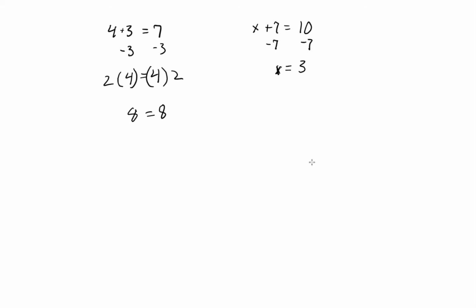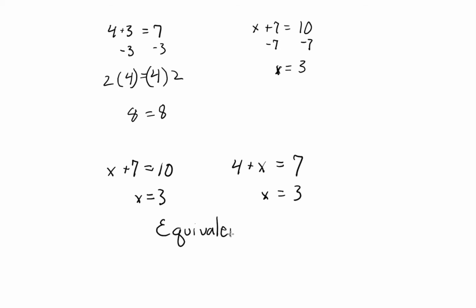All right? Now that leads us to what we call equivalent equations. If I were to give you a problem, let's say x plus 7 equals 10, the same one we had up here, and then I had 4 plus x equals 7. If we solve this, we know that x equals 3 over here, and x would equal 3 over here. Even though it's not the same equation, the solution is the same. And because the solution is the same, this is what we call equivalent equations. And this is your example for that.